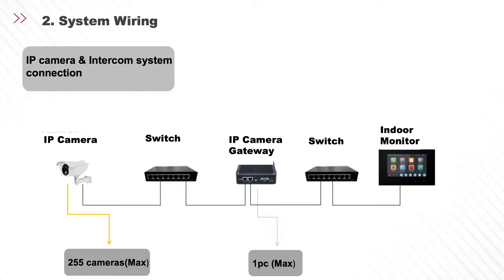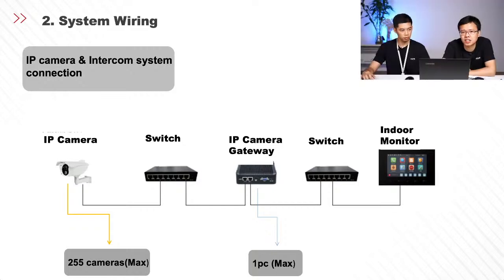You can see that by connecting the IP camera to the switch and via the IP camera gateway, we can convert the signal into the IP system, so that the monitor can monitor the IP camera directly from the panel. By pressing the icons on the monitor, you can select different images. So you can see the image from the outdoor station, the villa outdoor station, and also the IP camera.